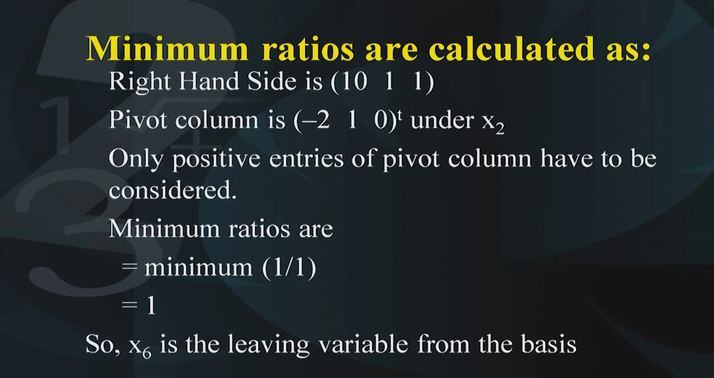We have to next take a decision regarding which variable should leave the basis, and for this we need to perform the minimum ratio test. The minimum ratio test is the ratios between the right hand side, which is nothing but 10, 1 and 1, and the pivot column, which is nothing but minus 2, 1 and 0.